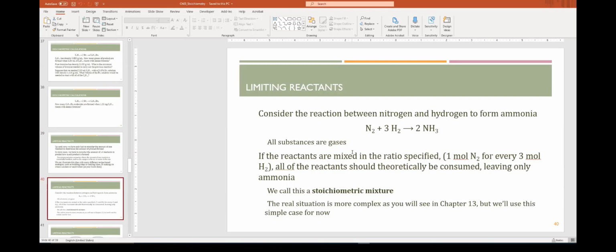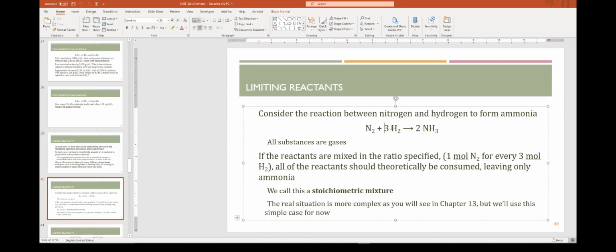And so what we would expect here is that if everything is mixed in the correct ratios, specifically the reactants. So for example, for every 1 mole of nitrogen, you mix in 3 moles of hydrogen. That's what we would call a stoichiometric mixture. Theoretically, if you mixed 1 mole of nitrogen and 3 moles of hydrogen, you would get 2 moles of ammonia. And if you mixed 1/10 of a mole of nitrogen with 0.3 moles of hydrogen, you should get 0.2 moles of ammonia. I just divided everything there by 10.